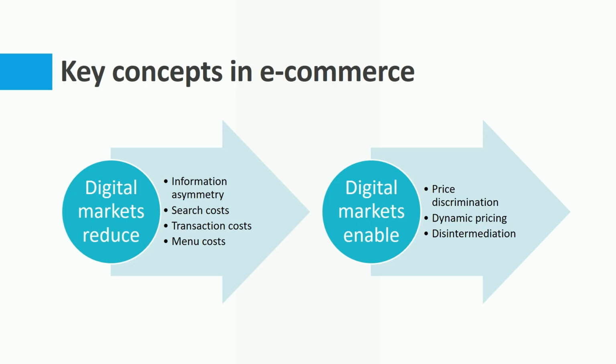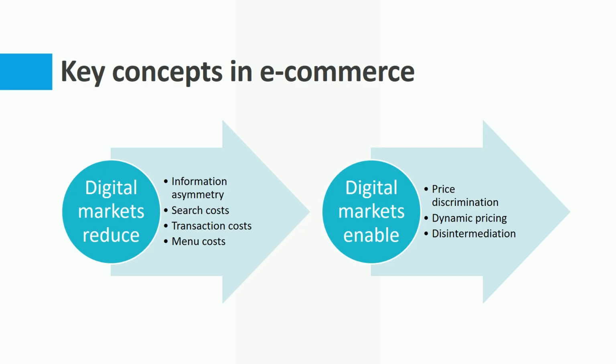Okay, so let's take one by one. We have a digital market reduce here and some of the terms listed here. We will discuss one by one. So information asymmetry: one party in a transaction has more information that is important for the transaction than the other party. So it's called information asymmetry.